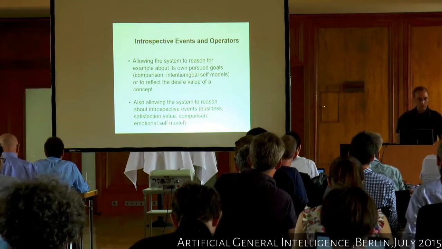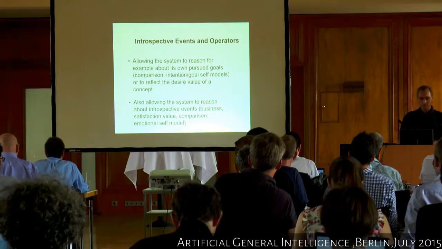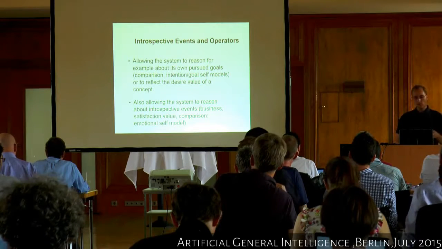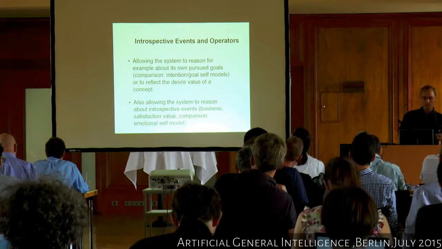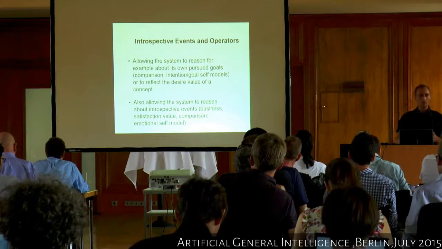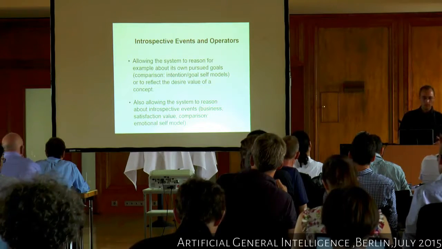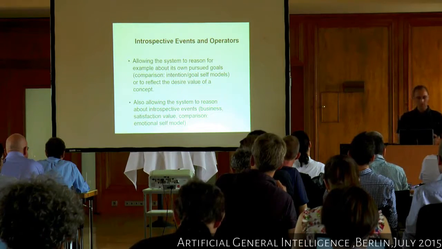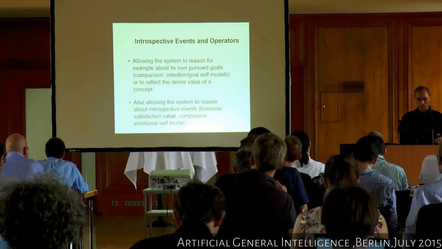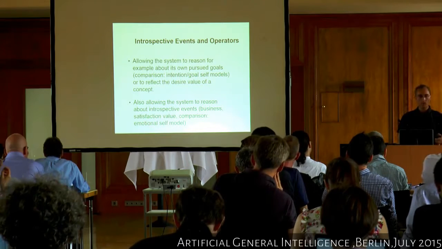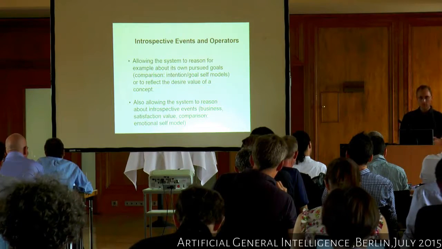And here we have the relation to the self-models, namely the introspective events and operators allow the system to reason, for example, about its own pursued course, which is similar to the intention and goal self-models, and to reflect the desire value of a concept. Also, it allows the system to reason about introspective events, like how busy the system is, how satisfied, and so on, which can be reflected so that it's available for the system to reason about.